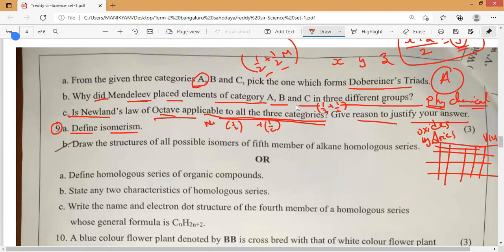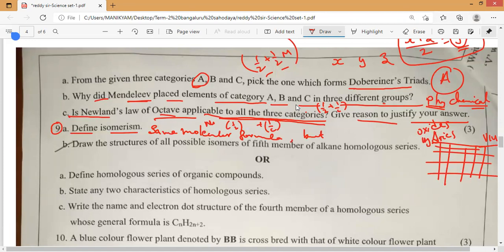Simply you can say, isomerism means what? Same molecular formula but different structures. Yes or no? Same molecular formula but different physical structure. Yes or no, guys? Physical properties, due to the arrangement of carbon atoms. Or else you can write your own answer.